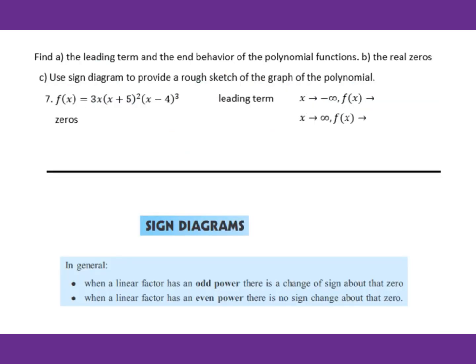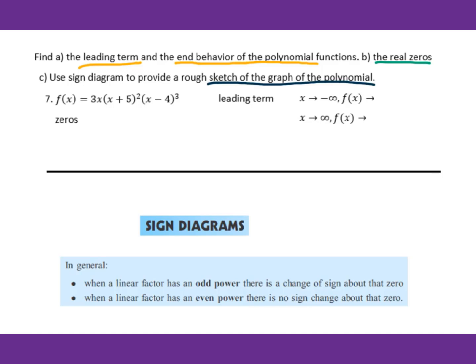Let's do more practice, and this time we try to sketch the graph of a polynomial. First of all, find the leading term and the end behavior of the polynomial function. Then find the real zeros.